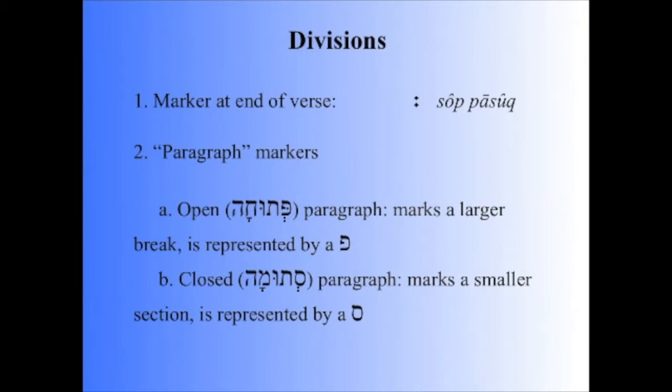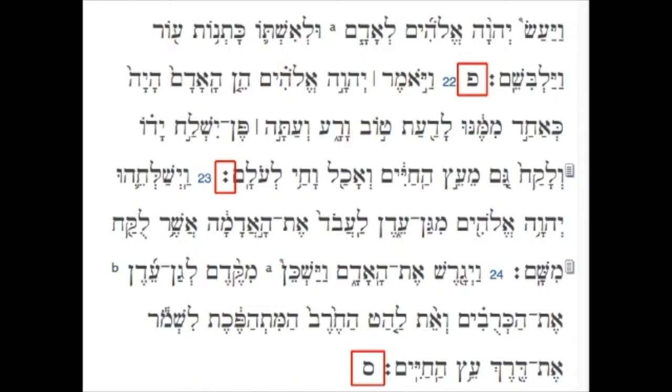Now, these words open and closed have to do with the way that the text used to be laid out in manuscripts. You will not find this necessarily in accordance. You will just find the pei or the samech, and immediately it goes on to the next verse. You can read more about this in Walker-Jones.